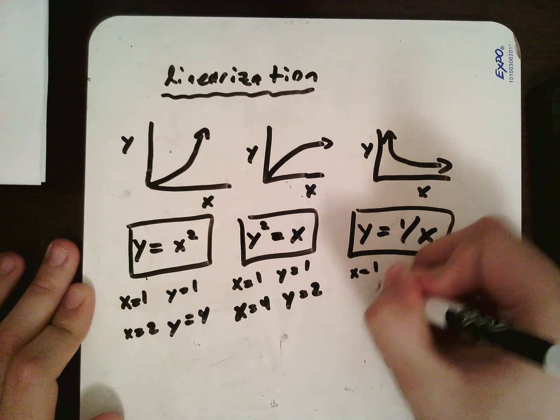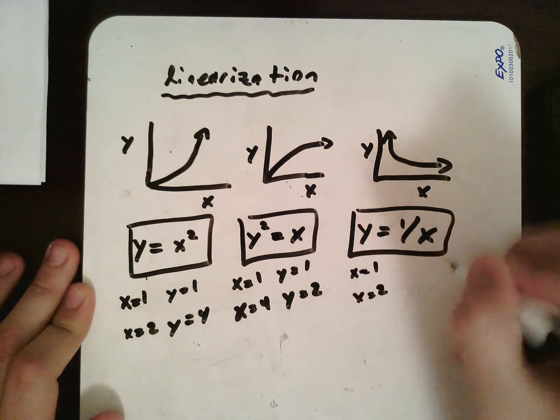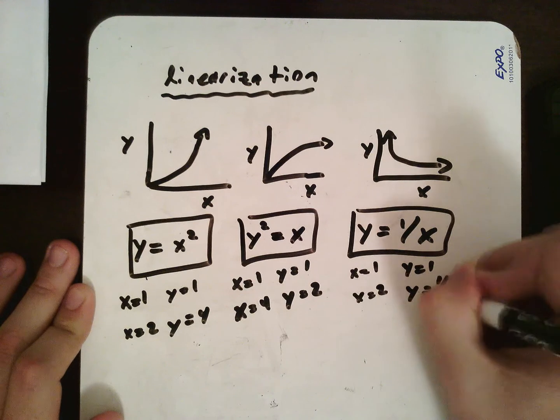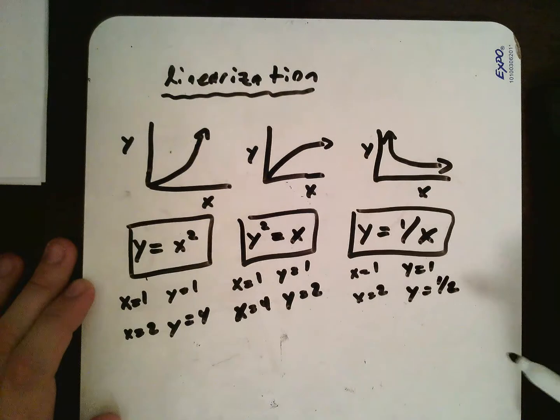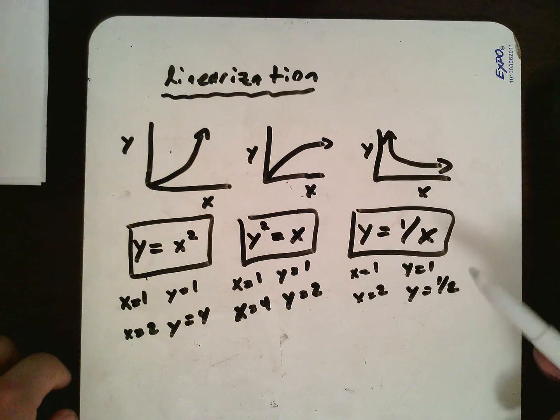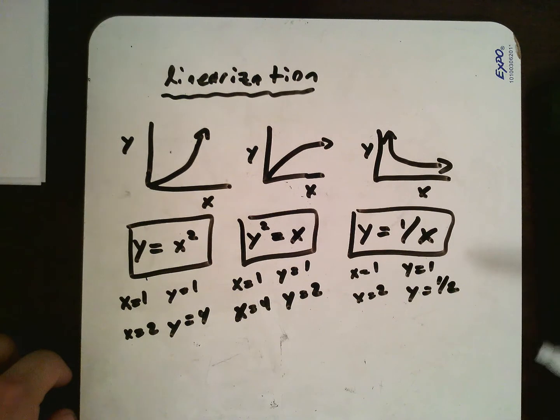x equals 1, x equals 2, y equals 1, y equals 1/2. So once again with this, as your x gets bigger, your y gets smaller, and as your y gets smaller, your x gets bigger.